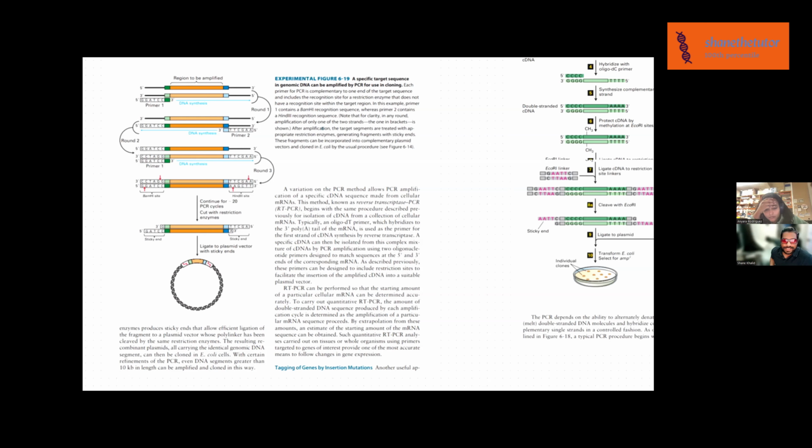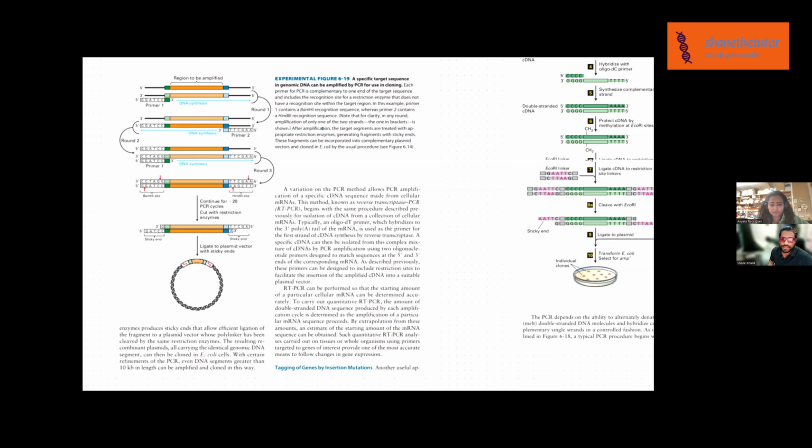A specific cDNA can then be isolated from this complex mixture of cDNAs by PCR amplification using two oligonucleotide primers designed to match sequences at the 5' and 3' ends of the corresponding mRNA. These can include restriction sites and things like that. And it can be performed so that the starting amount of some mRNA can be determined accurately.